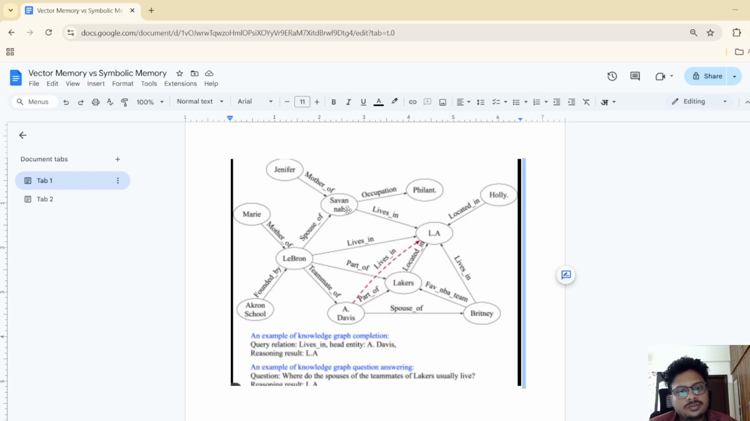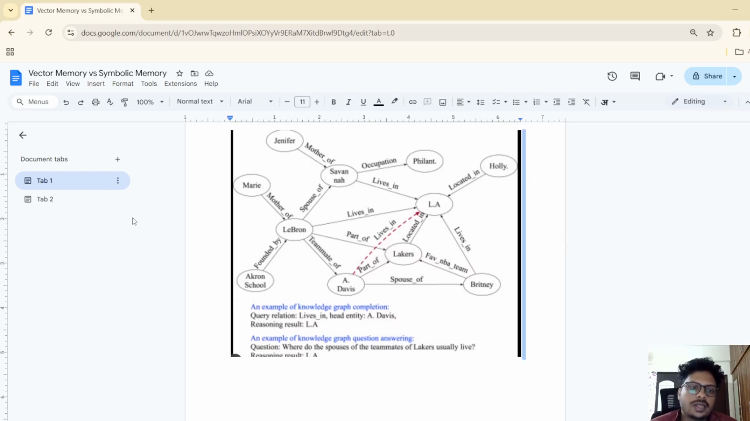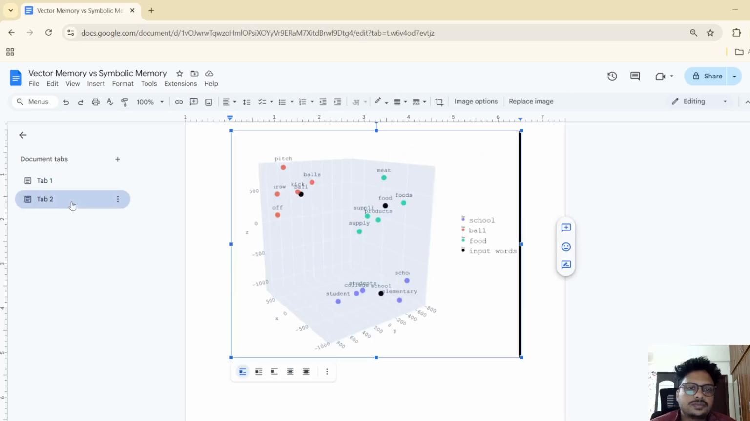And who is Chevanan? Chevanan is the child of Jennifer. Jennifer is the mother of Chevanan. So this is completely logically connected. This is the way we can easily remember a person, or store any kind of information in memory. It's called symbolic memory, which is very simple. It is how humans think and how humans remember. That's symbolic memory. Next we'll discuss vector memory.